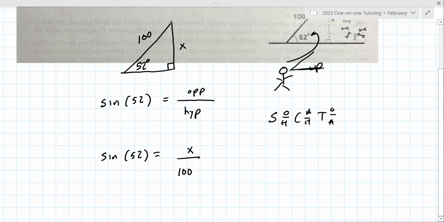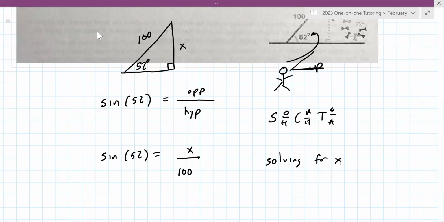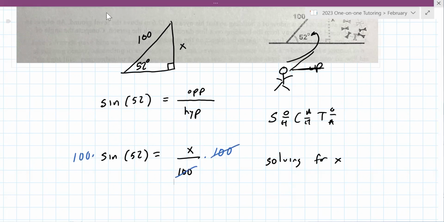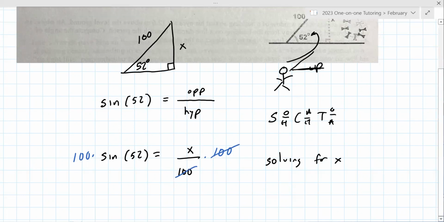Now the sine of 52 is a number. It's not a friendly number, it's not like 3 or something nice. It's a decimal, it's awkward, it's weird, but it is a number. You're solving for x. Your goal is to get x by itself. How do you undo division by 100? You would multiply sine 52 times 100. Multiply both sides by 100, and that cancels. You're allowed to use a calculator for sure in this part of the course.